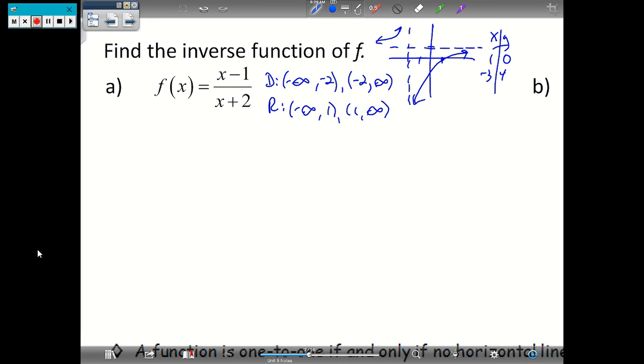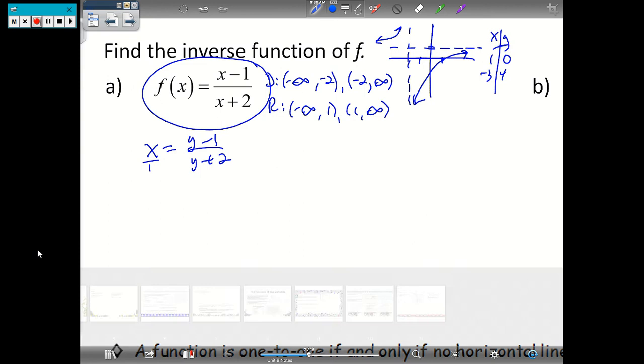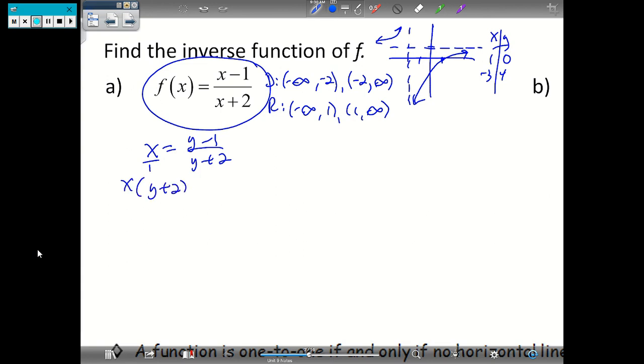So let's do the procedure for finding the inverse. We're going to take this original equation and make the x's y's and the y's x's. So this is going to be x equals (y minus 1) over (y plus 2). That is the inverse, but I'm going to be required to solve for y. That's something we have to do. I'll show you how I would solve this for y. I would cross multiply, and I would say x times (y plus 2) equals y minus 1. Okay, I'm going to distribute the x. So xy plus 2x equals y minus 1.